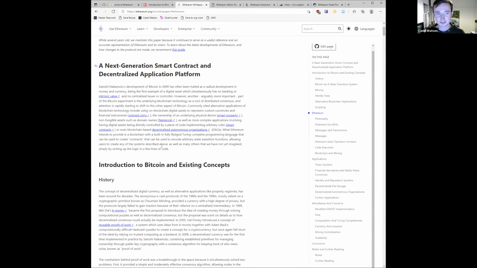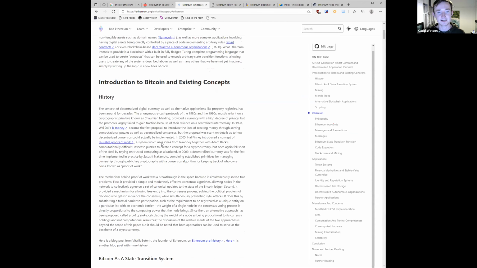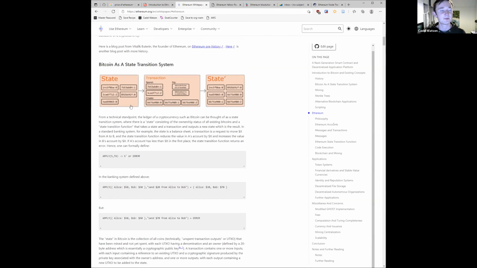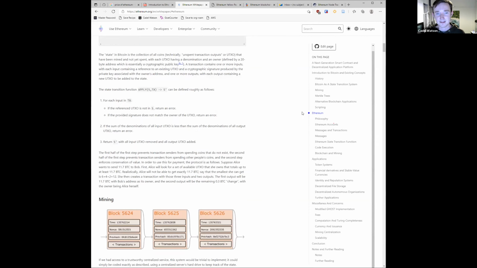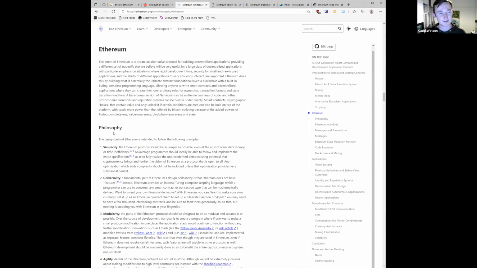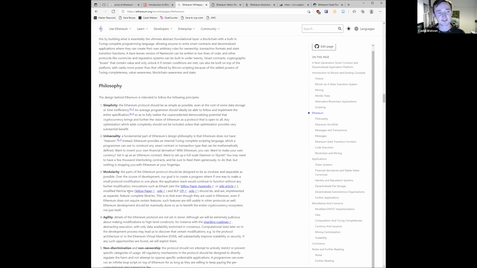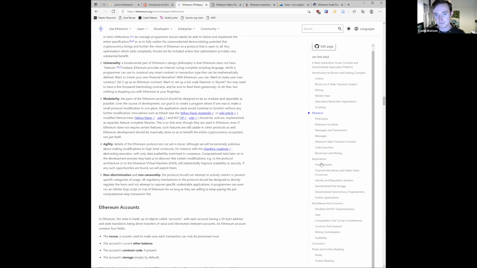Now, if you're interested, you can read this. It does get a lot more complicated than the Bitcoin white paper. It talks first about Bitcoin and how blockchains work in general. Then it moves on to Ethereum, and talks about the design philosophy of Ethereum. It also talks about potential applications for Ethereum, which is a lot of what we'll talk about today. So this is all really interesting as well.